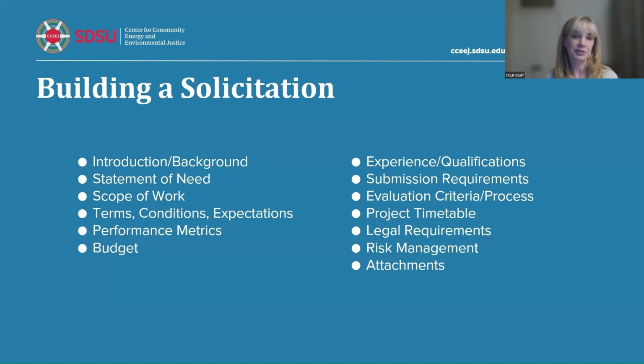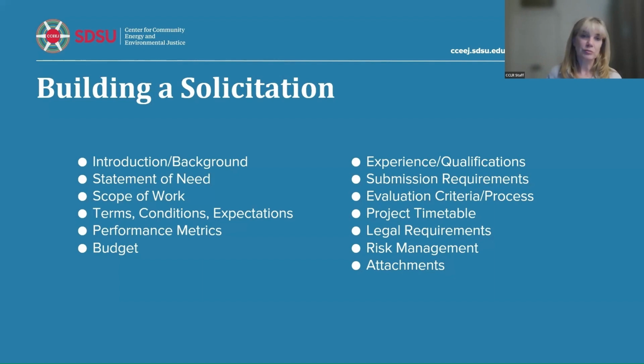So these are pretty much some of the categories and the main components that you should think about when building a solicitation, right? Your introduction, what are you needing? Like, why are you even doing this? Always start with your why. Why am I procuring goods, services, equipment? And that will inform your statement of need, your scope of work, which is probably the most important element of building a solicitation.